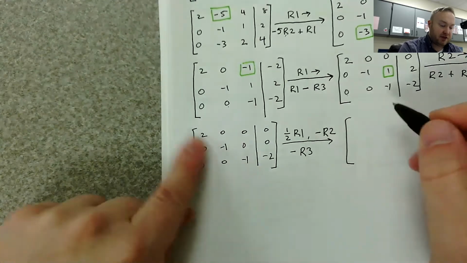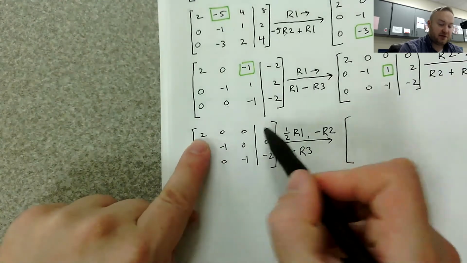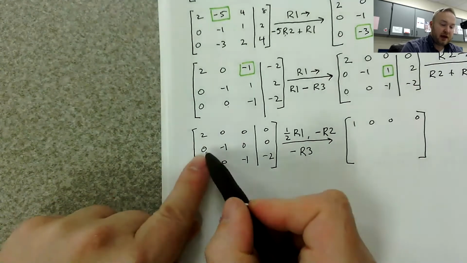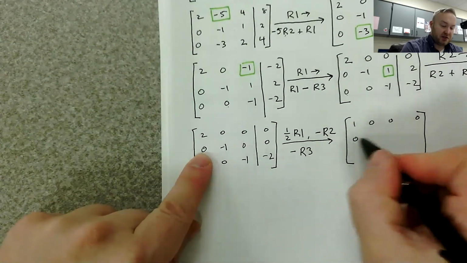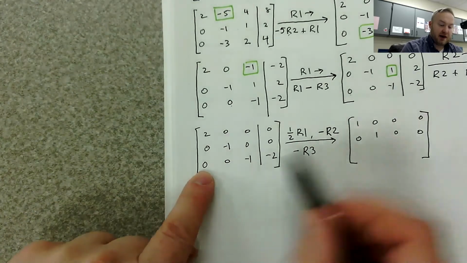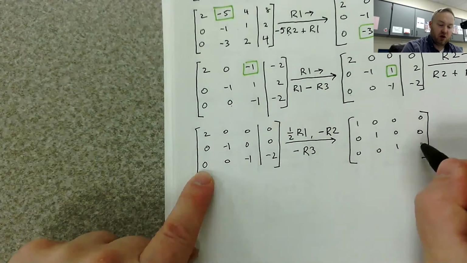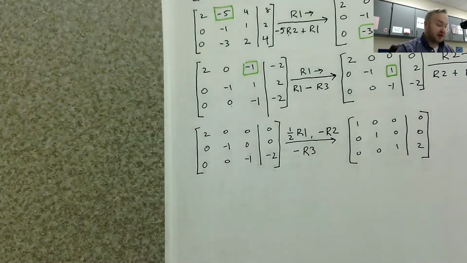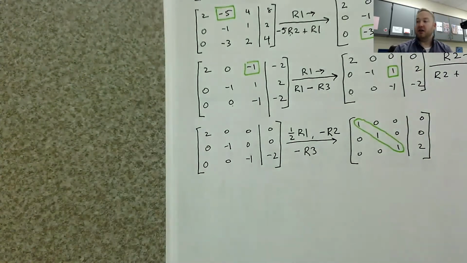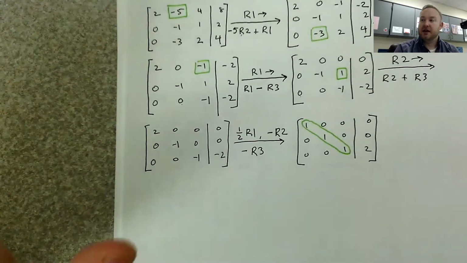I'll just do the opposite of row 3. And now my matrix becomes, let's see, I'm dividing all of these by 2. So that would be 1, 0, 0, 0. Here I'm multiplying by -1. So 0, 1, 0, 0. Here I'm multiplying by -1. So 0, 0, 1, 2. And now you can see those 1s along that main diagonal. As soon as you've done that, you're in good shape.